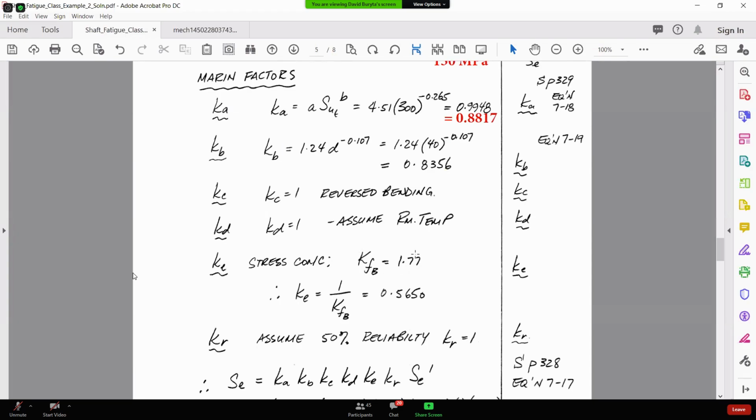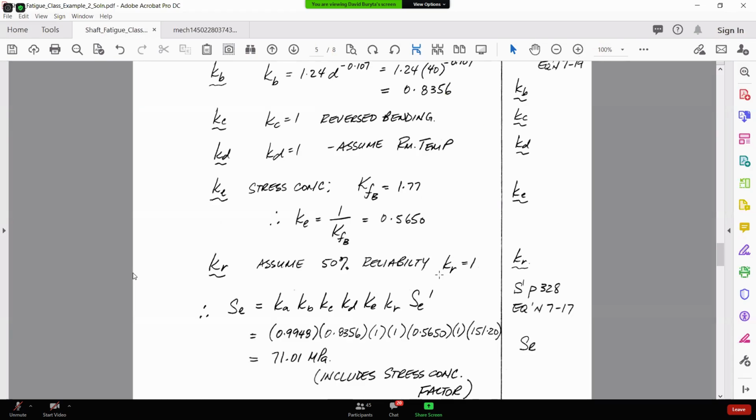Our stress concentration factor here we got from before, right? So I invert that to get my Ke value, what they call the miscellaneous factor. It also doesn't tell us anything in the question to assume greater than 50% reliability, so this becomes 1. And now I can calculate Se, and this would be my fully modified endurance limit. Why is it fully modified? Because it includes the stress concentration factor.